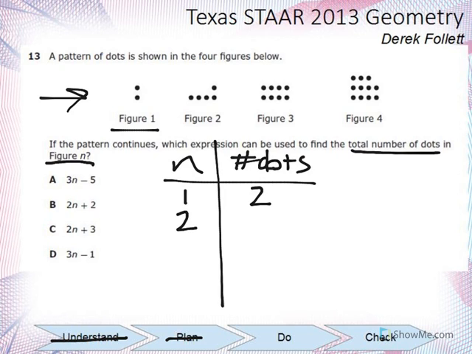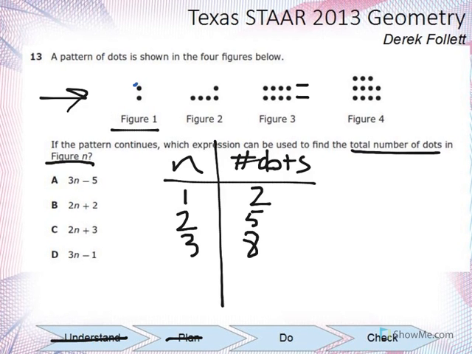When n is 2, I'll count them up, 1, 2, 3, 4, 5. When n is 3, I've got 2 rows of 4, so that's 8. And you know what, I just noticed something. Let's see, how can I show this? Figure 1 has these 2 dots here. These 2 here. Figure 2 still has those 2, but then it's got an extra 3.